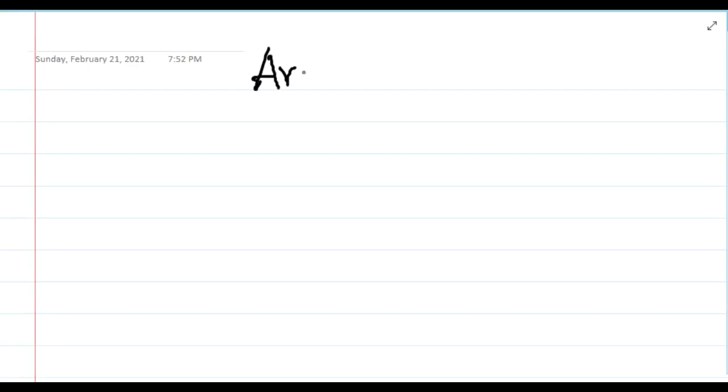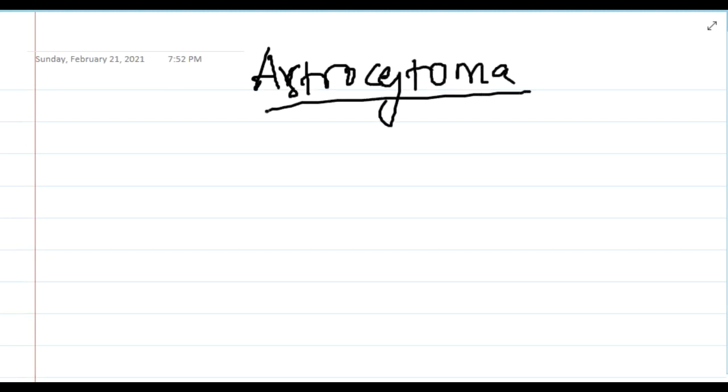Friends, hello friends, let us now learn some important points about astrocytoma. Astrocytoma, as the name says, arises from astrocytes.